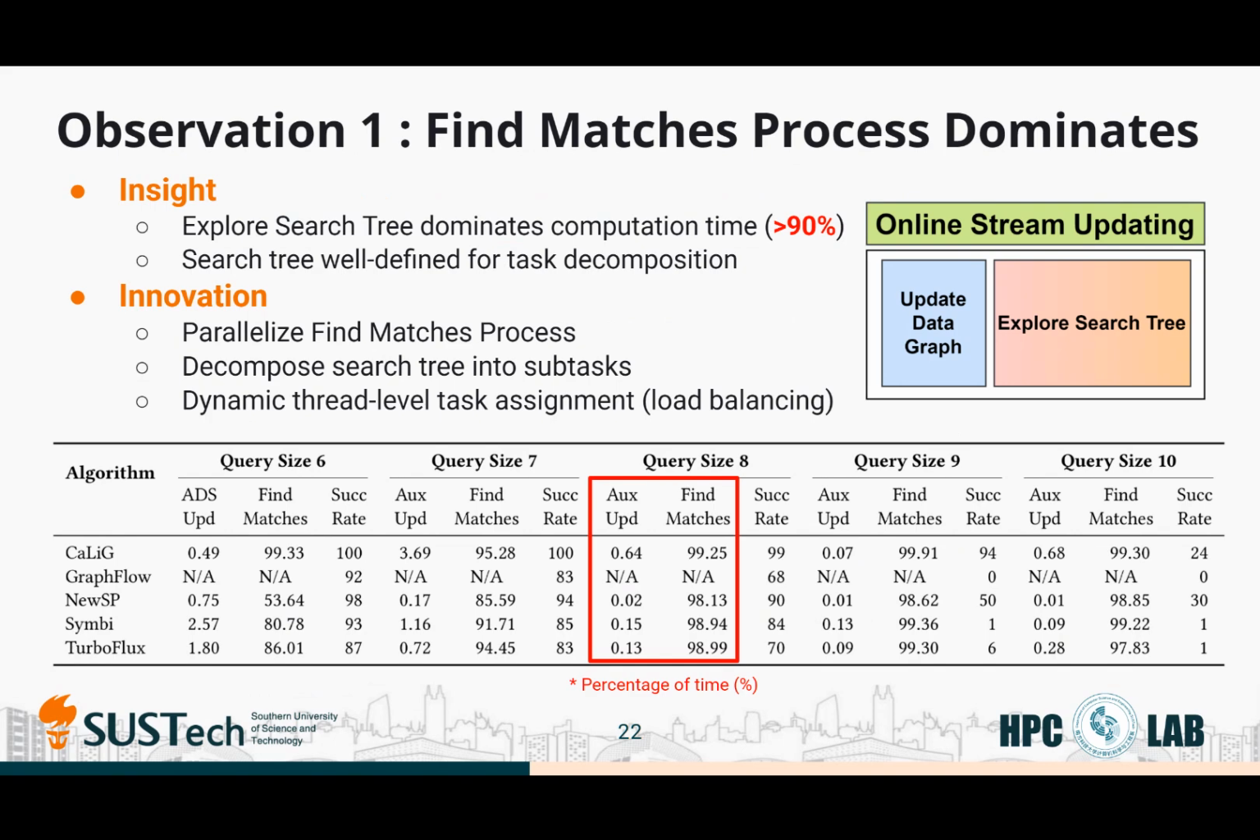However, we have found two key observations among the CSM algorithms and try to find some opportunity in parallelizing them. The first observation is that although we have to update the auxiliary data structures, which may not be parallelized, the search tree process in online stream updating dominates the whole computation time. For most scenarios, like different query sizes and different algorithms, it contains over 90% of the computation time, which shows that we can just parallelize the search process and get a better acceleration rate. Also, this search tree exploration can be broken into many subtasks, and their logic remains the same as searching the root tree.